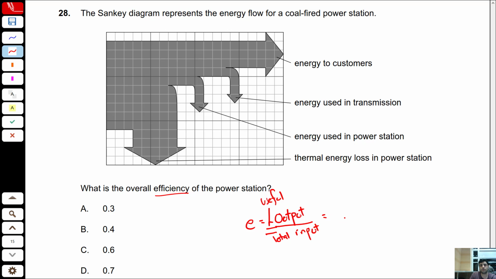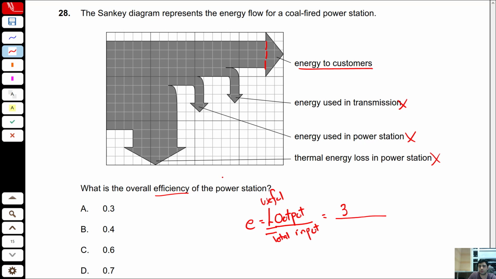So what is the useful output? Let's see. Energy to the consumer is the useful output. Let's count the number of boxes: 1, 2, 3. So we have 3. Anything else is not useful output. Energy used in transmission is wasted. Energy used in power stations is wasted. Thermal energy losses in the power station are also wasted. So the useful output energy is the energy supplied to the customer, which quantitatively is 3 boxes.